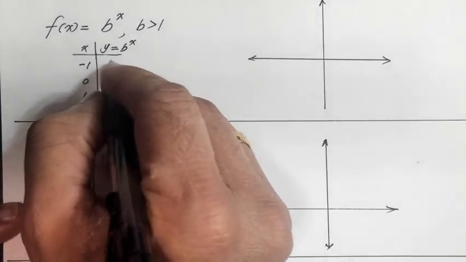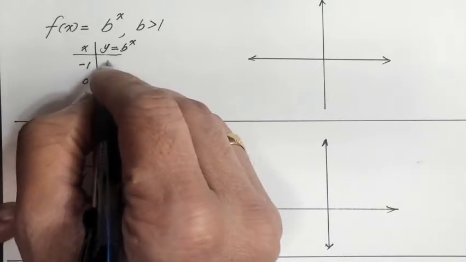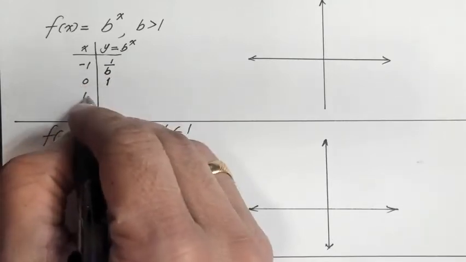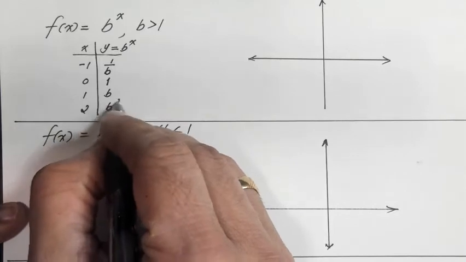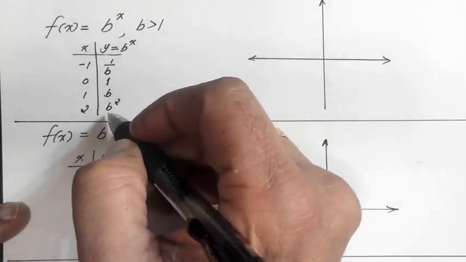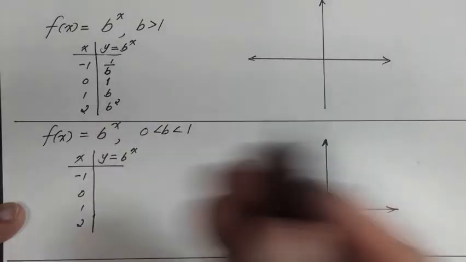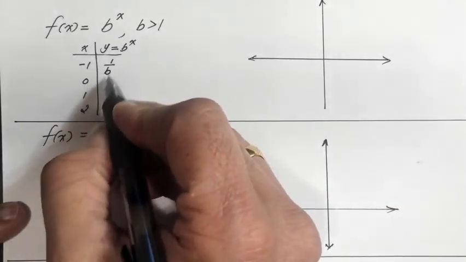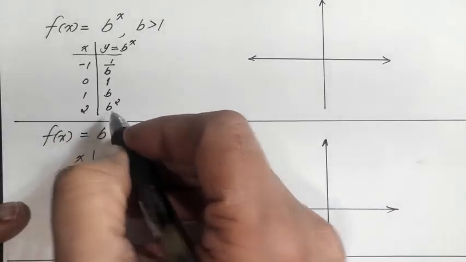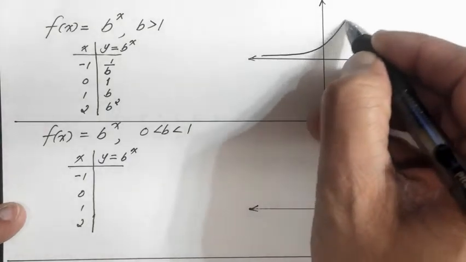I can say the common parent points are going to be -1 and 1 over b, 0 and 1, 1 and b, 2 and b squared. Just make sure you follow these four sets of values right here. So if the base is greater than 1, whatever the base may be, could be 2, could be 3, could be 10, you can just make these calculations to make the set of parent points: -1, 1 over b, 0, 1, 1, b, 2 and b squared. At the same time, you will get an exponential function that is increasing.